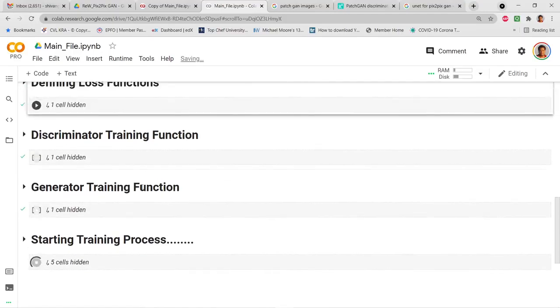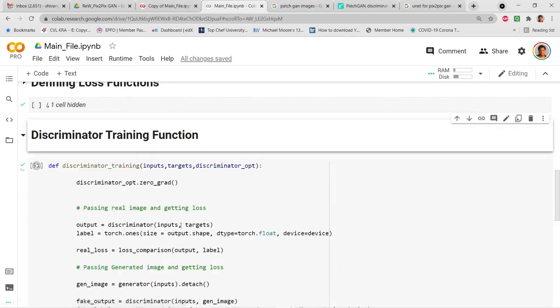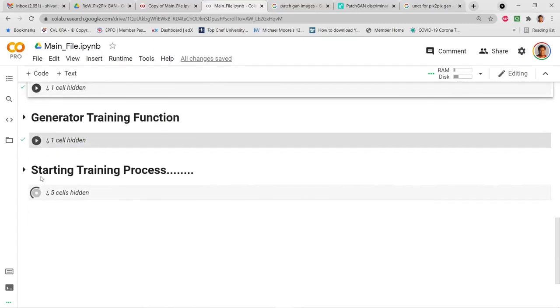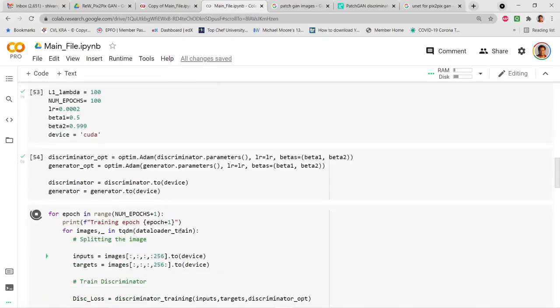These two are the cells, or the functions you can say, where we'll be doing the training of the discriminator and generator. The way we have structured this entire Jupyter notebook is we'll not be training, running epochs and calling the functions, everything in the same cell. We have dedicated one cell for discriminator training, you can see here. Then we have dedicated another cell for generator training, and then in the end this is the epoch running cell.